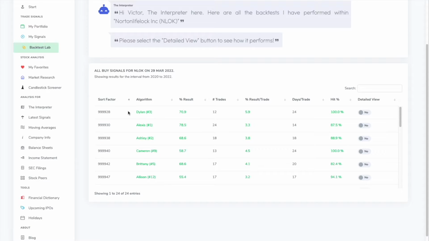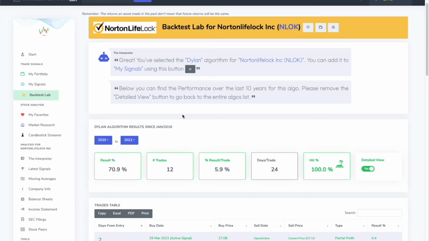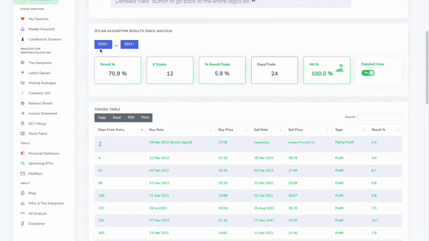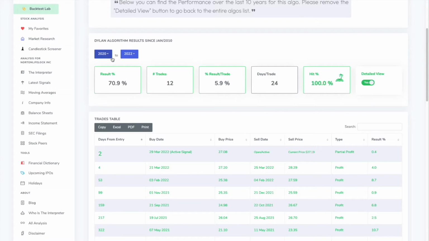Let's take a look at the first algorithm listed, which is Dylan. He has had a 100% hit accuracy for all of his trades for Norton. Now we definitely want to check this algorithm out, so let's go here on the right-hand side and click to see a detailed view. We see we have selected the Dylan algorithm for Norton. As a standard, we are looking at the performance during a 2-year time frame. However, you can change this as you like.